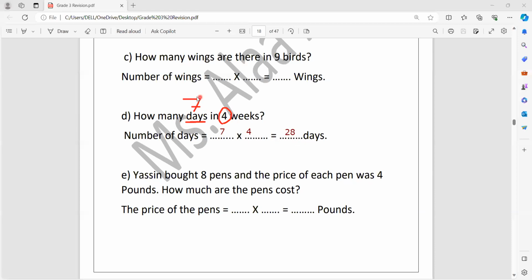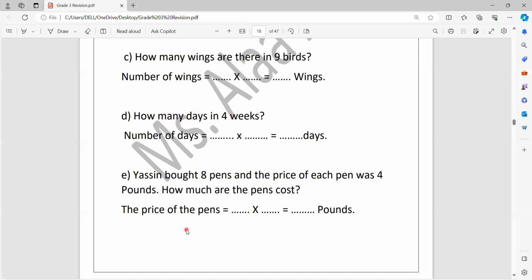Again, I put number 7 from where? I know that each week has 7 days. That's why I put number 7. So in the 4 weeks, I have 4 times 7 or 7 times 4, which will be 28.